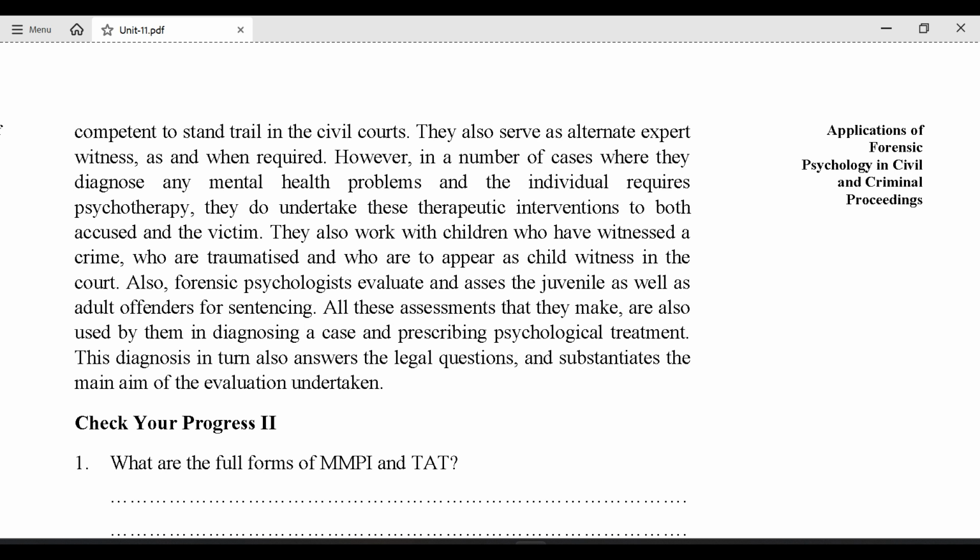They also work with children who have witnessed a crime, who are traumatized and who are to appear as child witnesses in the court. Also, forensic psychologists evaluate and assess the juvenile as well as adult offenders for sentencing. All these assessments that they make are also used by them in diagnosing a case and prescribing psychological treatment. This diagnosis in turn also answers the legal questions and substantiates the main aim of the evaluation undertaken.